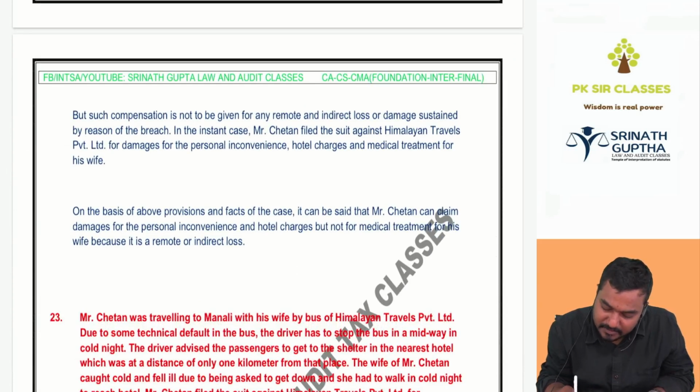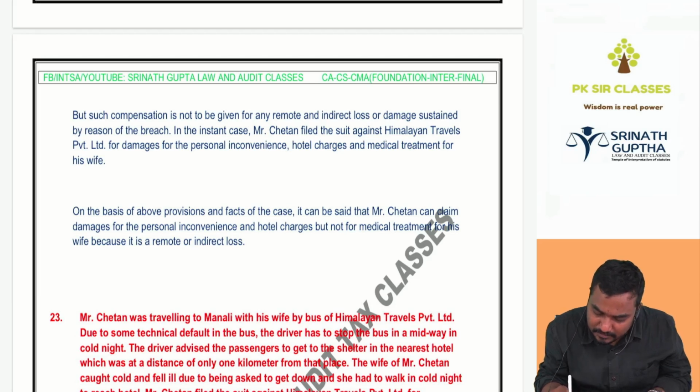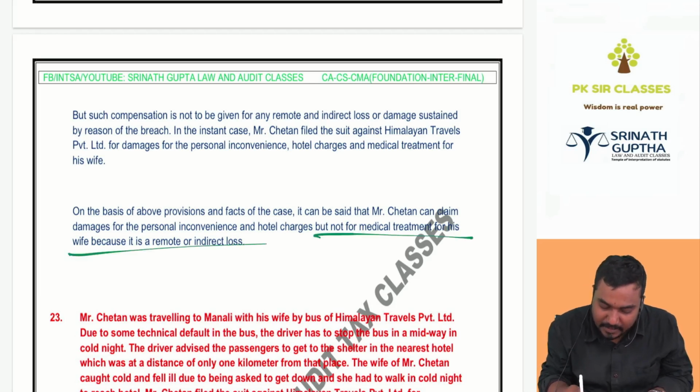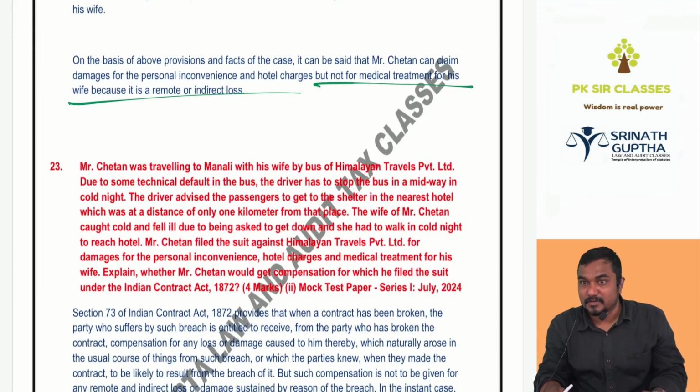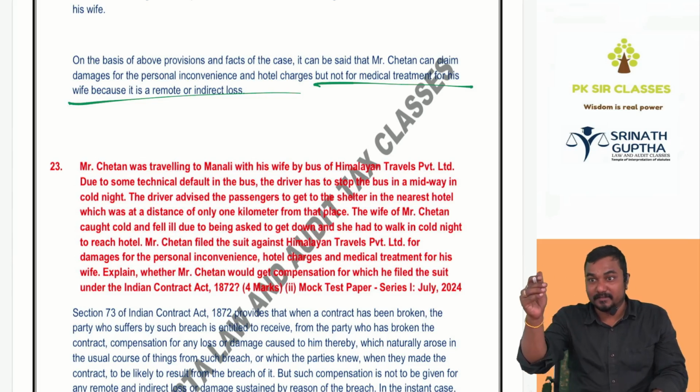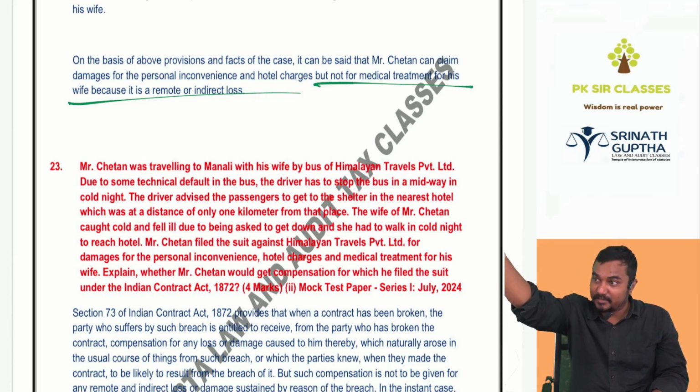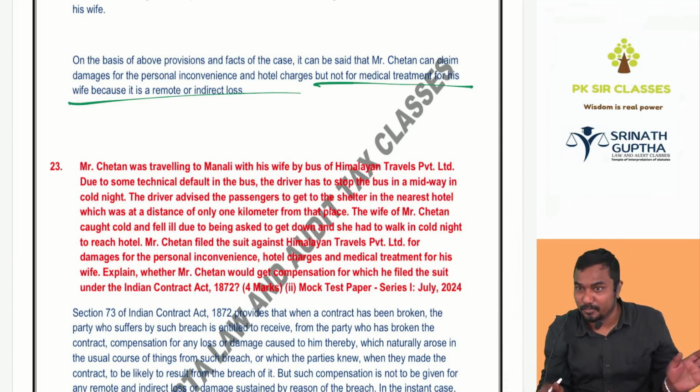On the basis of the provisions, it was said that Mr. Chetan can claim the damages for personal inconvenience, hotel charges, but not for the medical treatment of his wife, which has a remote consequence. Remote damage we discussed, no? So if I'm teaching well, he will be cleared, then he'll be getting a job, then he'll be purchasing the building, getting the rent, getting the interest. We discussed, no?